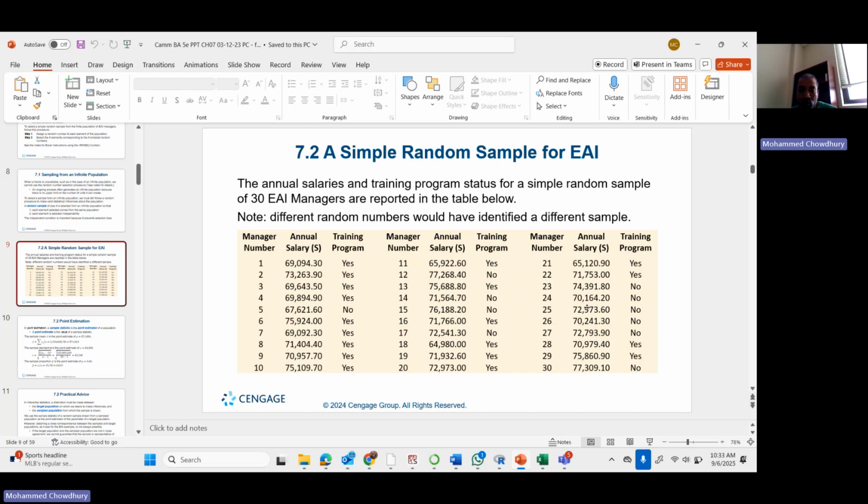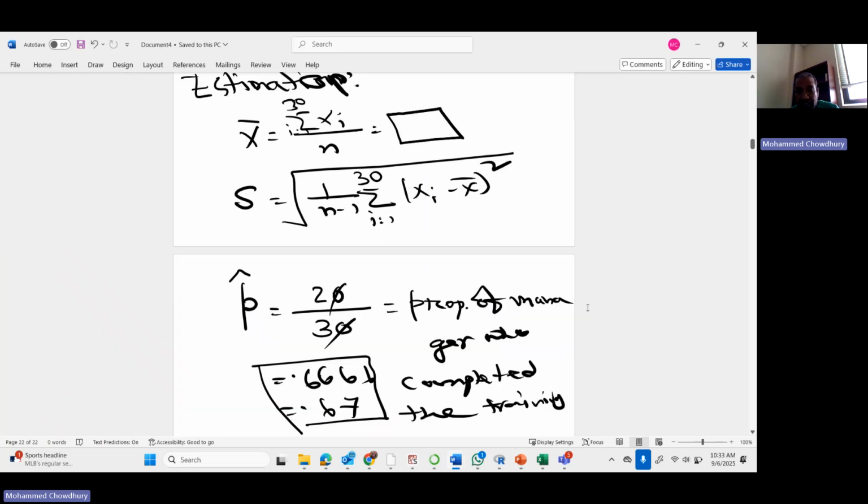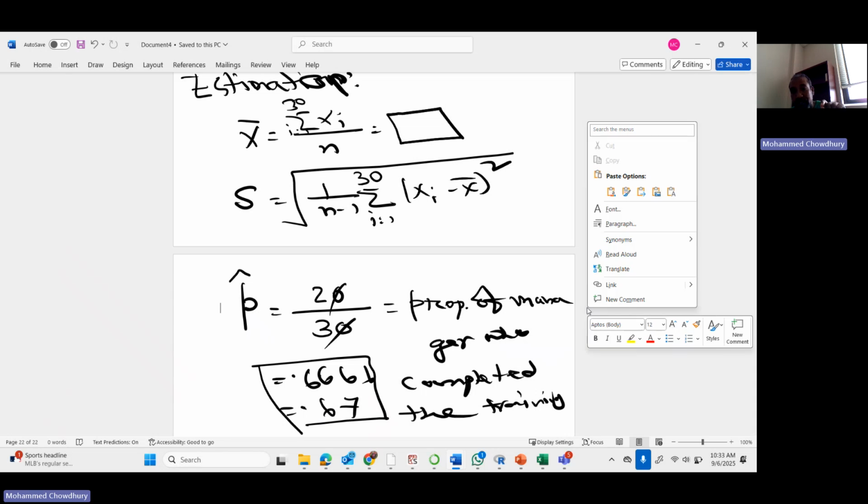And one final thing before finishing these slides: you must always say a sample of size 30 is taken from the population. A sample of size n is taken from the population. Do not say n samples, or I have taken 30 samples. That is not a correct wording. That is not a good wording. That is the worst wording.